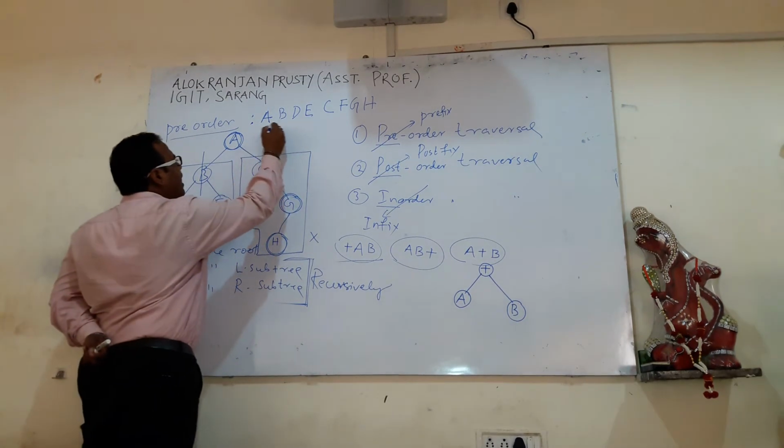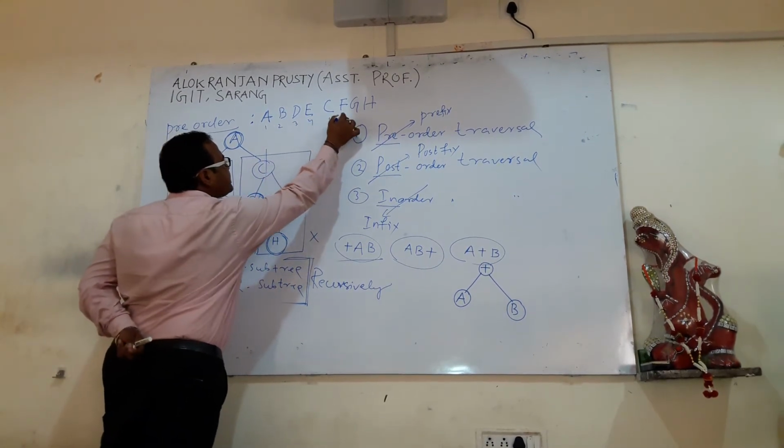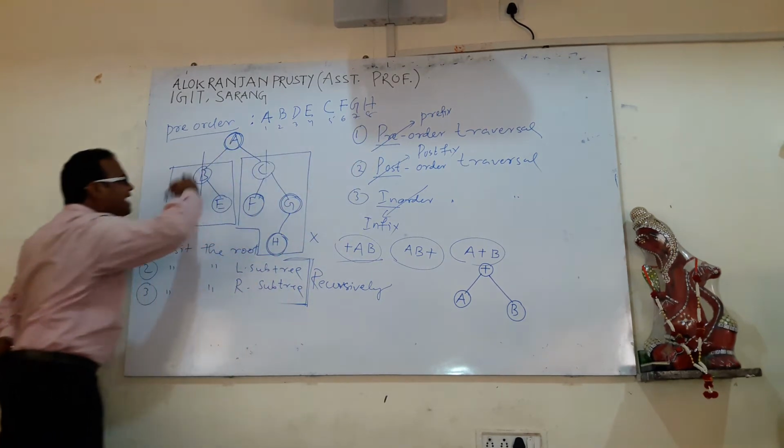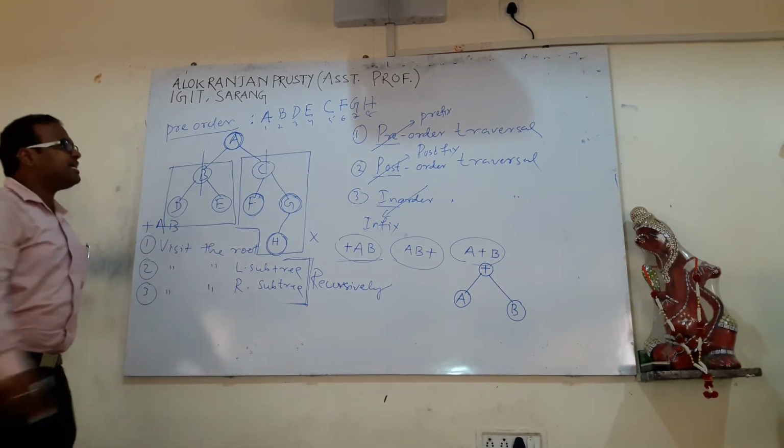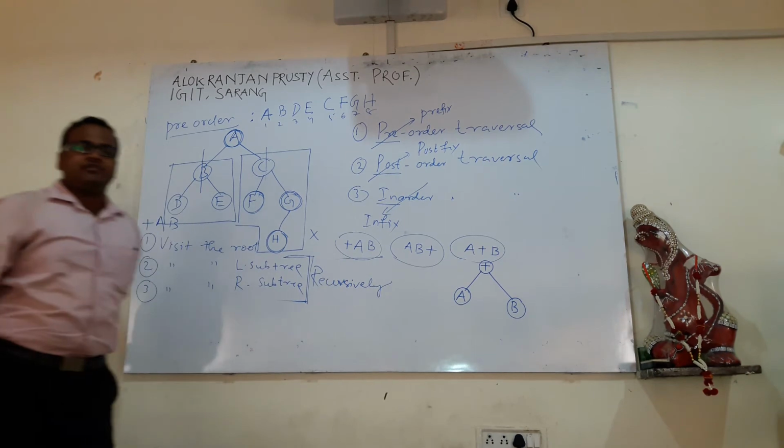So we can count 1, 2, 3, 4, 5, 6, 7, 8. A total of 8 nodes has been visited in the form of a preorder traversal. Right.